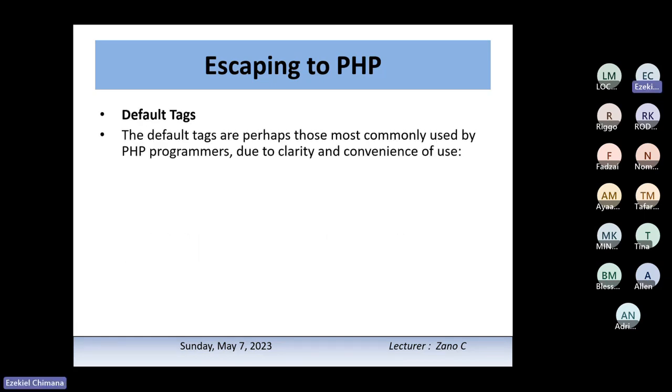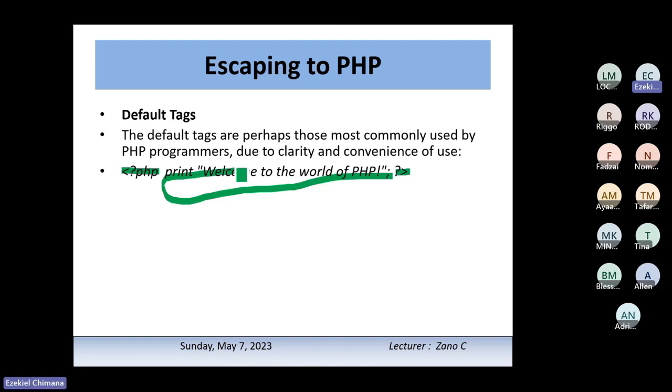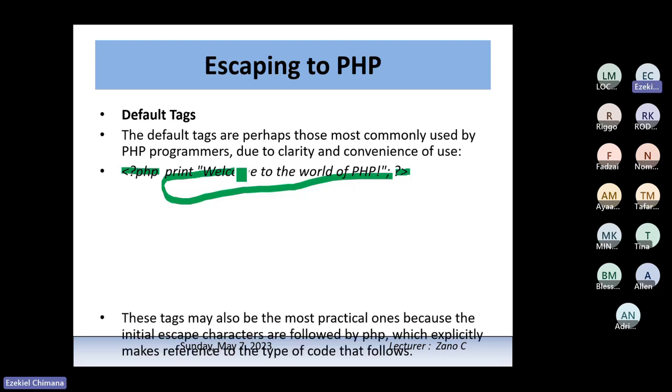The default tags are perhaps those most commonly used by PHP programmers due to clarity and the convenience of using them. So you start with this, then you put php, and then you close with a question mark and then an angle bracket. Whatever you write in between these tags will be taken as PHP, just like that.